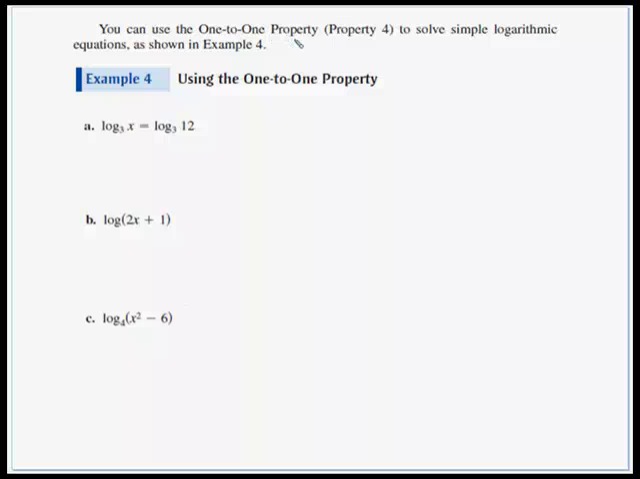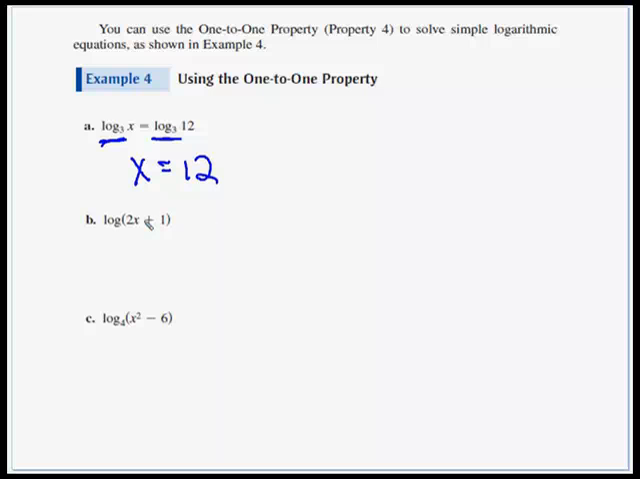You can use the one-to-one property, property 4, to solve simple logarithmic equations, as shown in this next example. Well, let's see what we have here. Log base 3 of x is equal to log base 3 of 12. Both of them have log base 3, so that's our one-to-one property. So we can just set x equal to 12. Property 4, the one-to-one property.